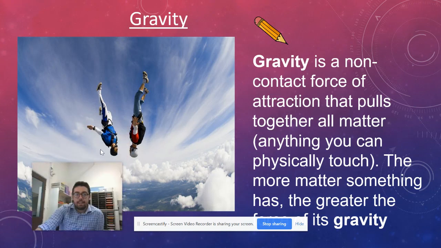Okay, so the pencil here again, you need to have copied this down. And this picture here is obviously people jumping out of a plane, skydiving. So what is it that causes them to fall towards the Earth? It is gravity. Okay, gravity pulls things towards the center of the body of that object. So in this case, the Earth. So no matter where you jump from around the Earth, you're always going to be pulled to the center of the Earth. You don't just keep floating around in the sky.